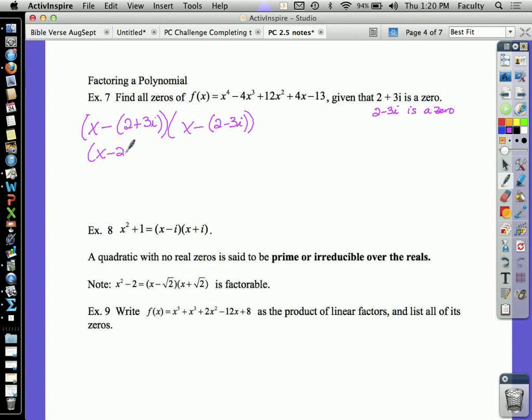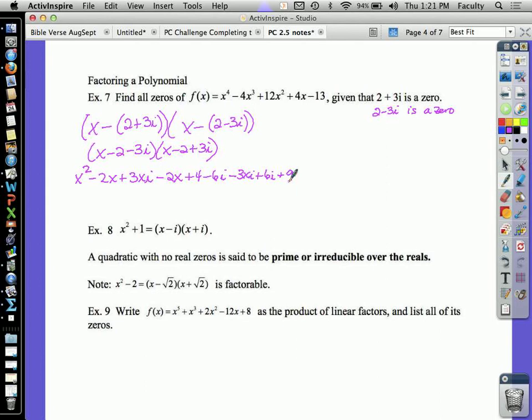So I'm going to get x minus 2 minus 3i times x minus 2 plus 3i. All right, so we get to multiply this out. I get x squared minus 2x plus 3xi minus 2x plus 4 minus 6i minus 3xi plus 6i. Now it's minus 9i squared, but i squared is negative 1, so it's going to be a plus 9.